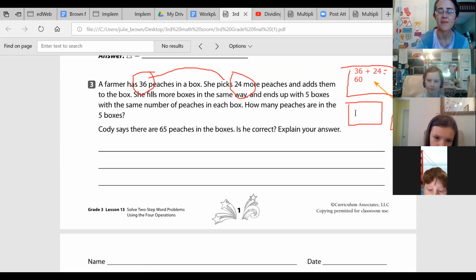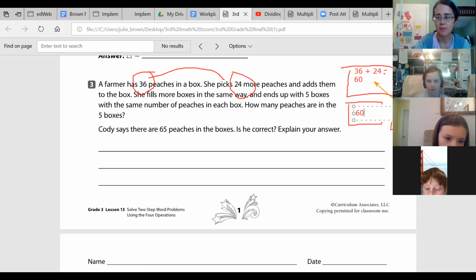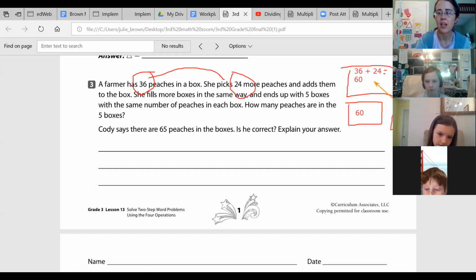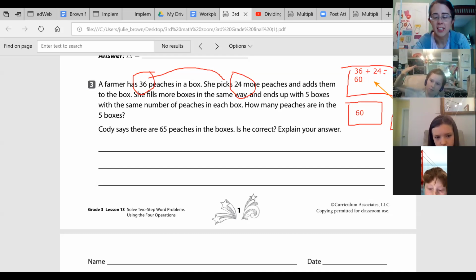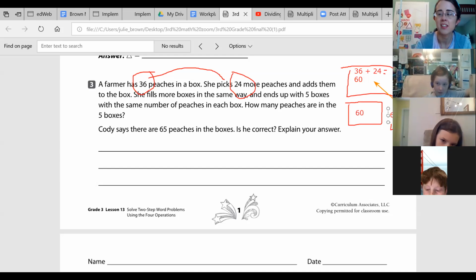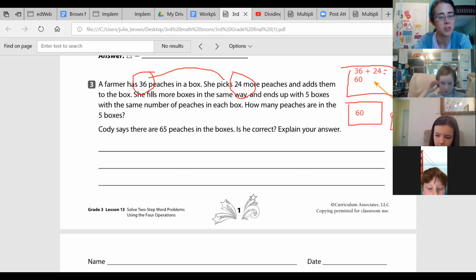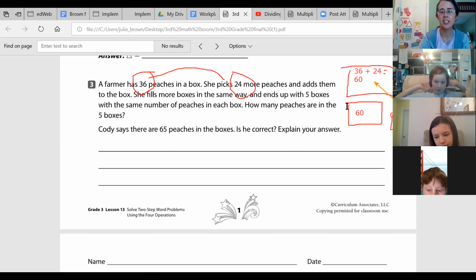Okay, so 36 and 24 equals 60. So 60 and... I'm not sure. Because it says 36 and 24 are in each box. So that means 60 peaches are in a box, so 60 times 3. The question is just how many peaches are in each box? 60 then? Perfect. Yeah, I'm sorry if my question was confusing. 60 in each box.